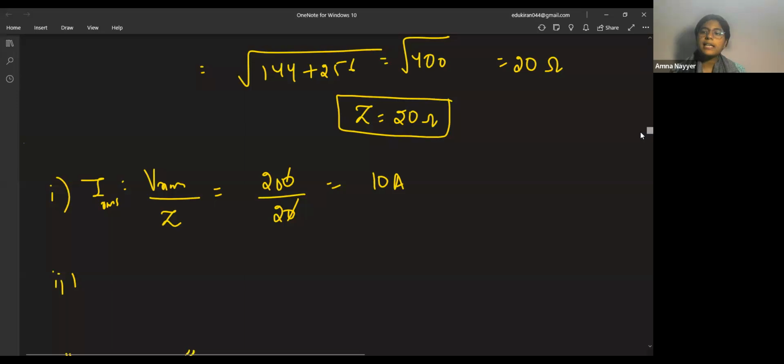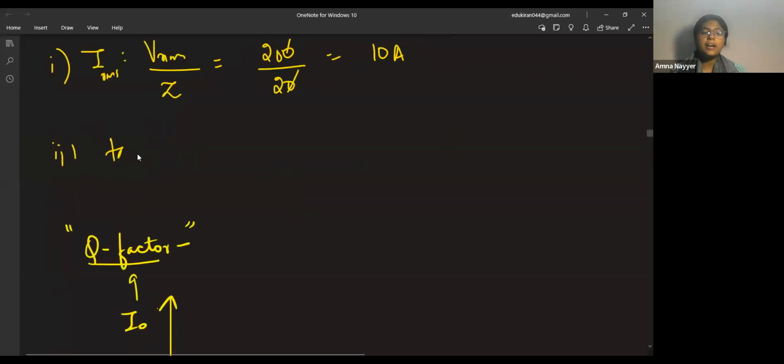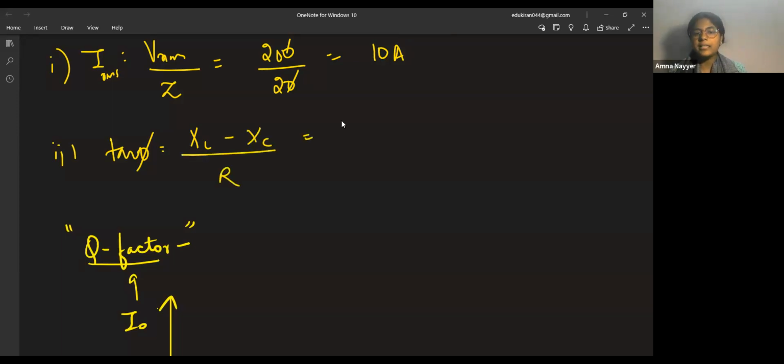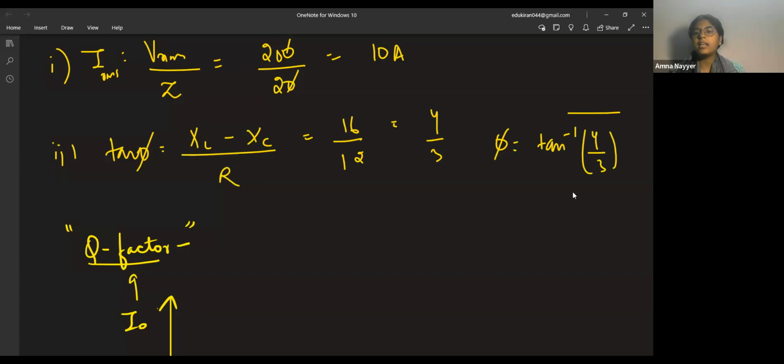Second part was tan phi. Remember tan phi's formula? I told you XL minus XC or XC minus XL. But in this case, we use XL minus XC divided by R. That is 16 by 12. So that becomes 4 by 3. So phi is actually tan inverse 4 by 3. This is the value of phase.